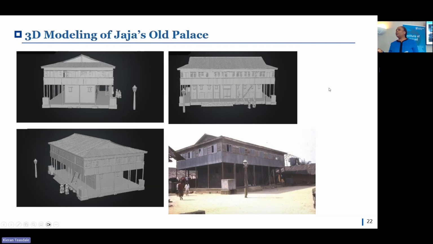So this is an old building of one of Jaja's places. It's not his full palace per se, but this is a very old building that also served as administrative headquarters of the British there in Opobo. And Jaja was also there, as it was one of his work sites or offices. So this is a 3D simulation of that particular building.